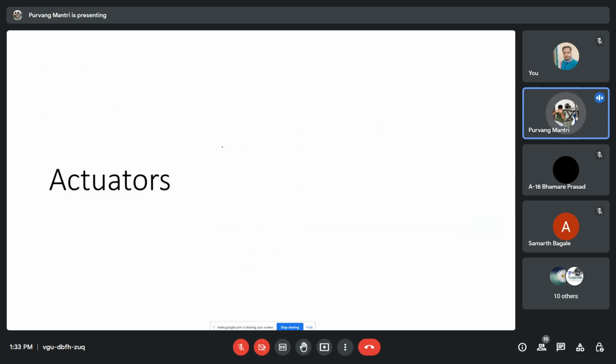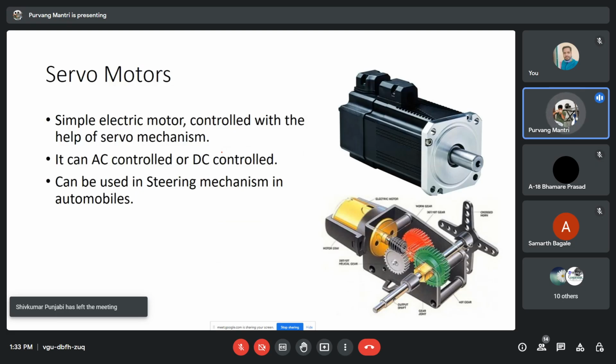Now let's talk about actuators, the muscles of our control system. In actuators, we have the servo motor. A servo motor is nothing but a simple electric motor that gets controlled using a servo mechanism. At times there are gears with it. If you are using a different type of servo motor, then it will have teeth on it. There are two types of servo motors. One is this gear type. The other is the stepper type.